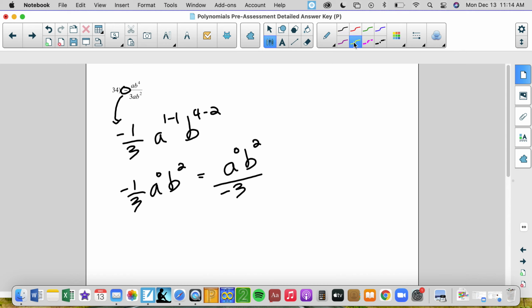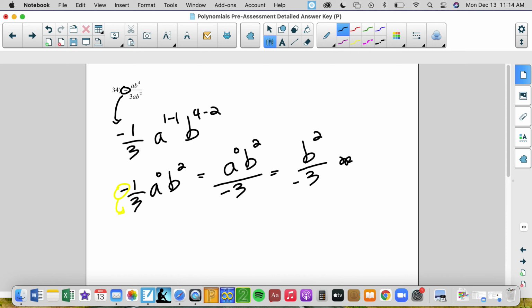Oh, look where I moved that negative. I took it, it was up in the 1, and then I moved it down there because I didn't want to write a 1 up here in the numerator. So a to the 0 is equal to 1. That goes away. You have b squared over negative 3.